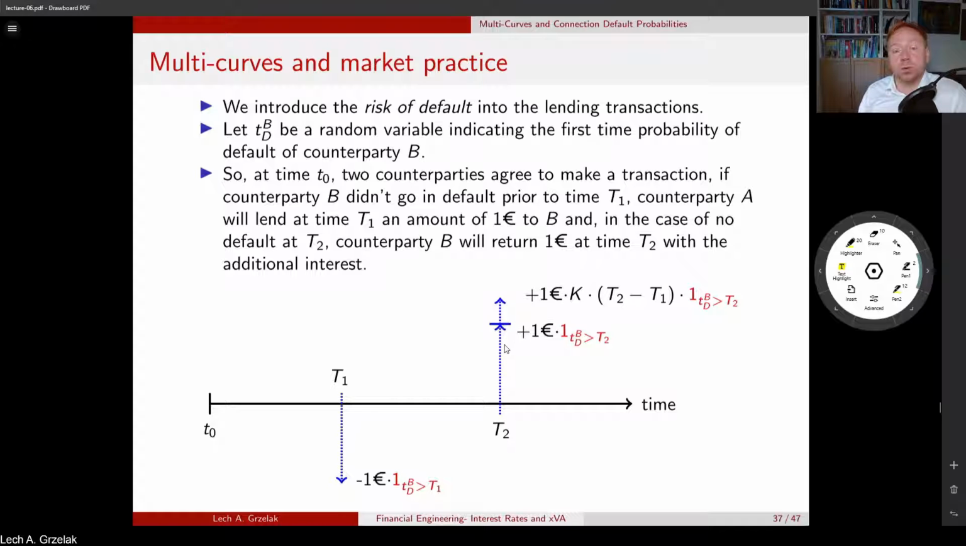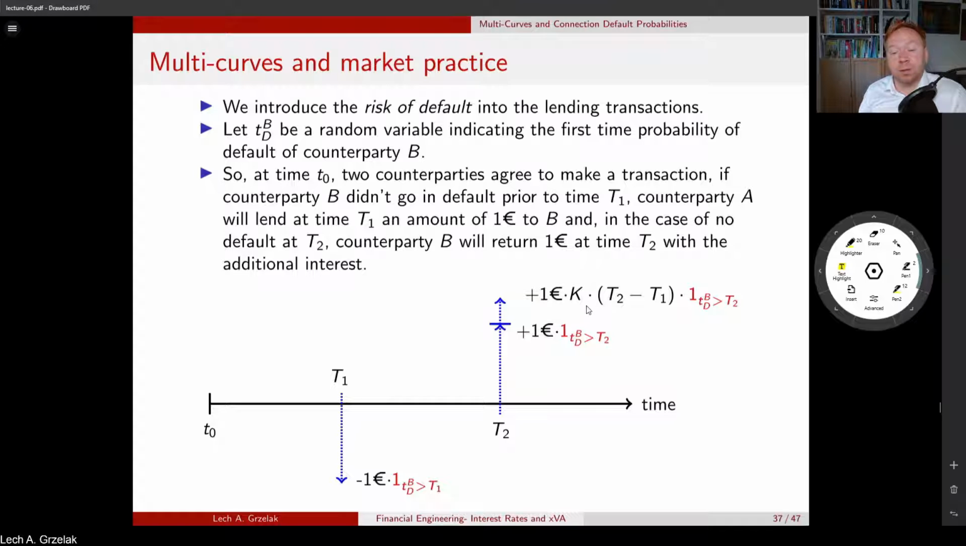And on the other hand, we will also receive money from you, the money that we have invested, that we have lent to you. So it's €1 back, but only if you have not defaulted before time t2, or you are still alive. So we can receive only if you haven't defaulted. Of course, if the counterparty defaults, then we won't receive anything after time t1. We just lose the money that we have lent. So here we receive only if the default happens afterwards, because then, from this perspective, we don't really care, because we receive the money back.